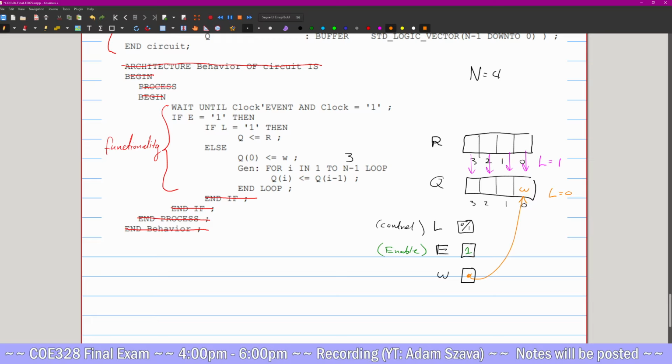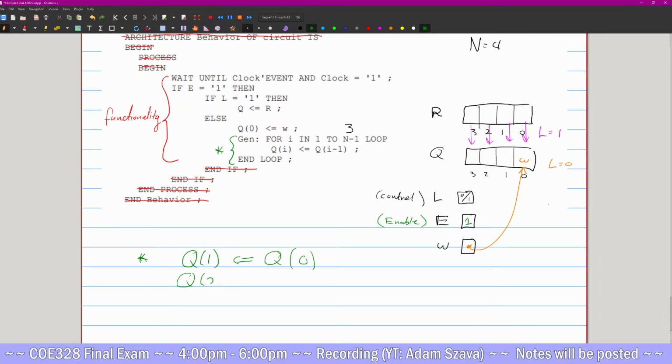is this, right? This is all just rehashing this, like maybe I'll put a little bracket and a little star. This is just like Q1 because it's I in 1 to 3, right? Q1 attains the value Q0. Q2 attains the value of Q1. And Q3 attains the value of Q2.